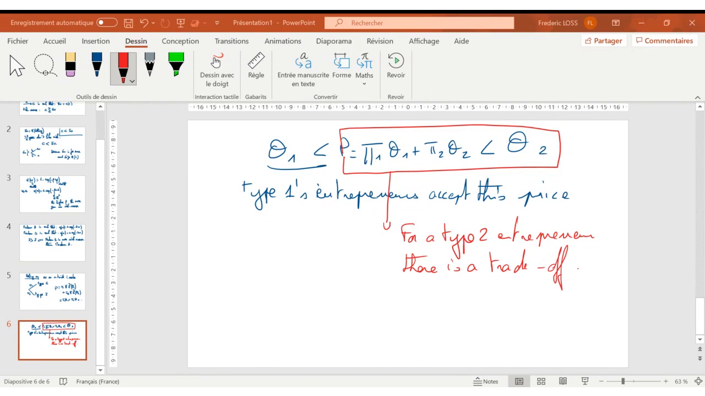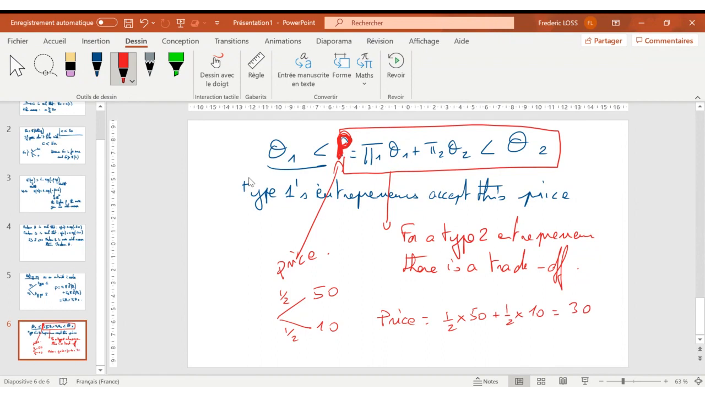No, P is a price. Here, P is not probability. It is a price. Well, this is the expected value, you know. If you know that the price is 50 or 10 with probability 1/2, 1/2, the price corresponds to the average value, just the average value.